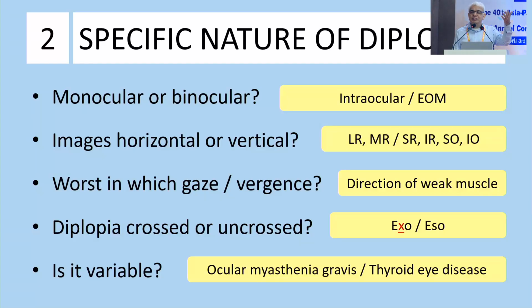If it's on left gaze, it's about the muscles relating to left gaze. If divergence is more than convergence, then you're thinking of a sixth nerve palsy. Is the diplopia crossed or uncrossed, which will tell you whether the eye is exo or eso, because these may sometimes be very apparent to you, but sometimes they may be subtle. So asking these questions and doing the simple things is very helpful. And of course, last but not the least, is it variable? Everyone knows about myasthenia gravis, but thyroid ophthalmopathy can also present with variable diplopia.